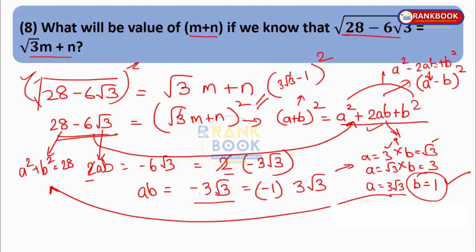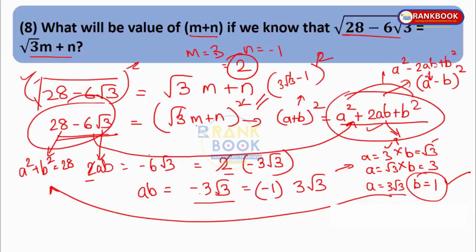Root 3 gets cancelled, and 2 is similar. Here m is 3, n is minus 1. So what is the value we get? m as 3, n as minus 1. So what will be the value of m plus n? It would be 3 minus 1, 2. See how easy it was? We did nothing. We squared the thing, then we tried to compare this side with this formula, to bring this into this format. We simply compared, got the values of m and n, and then found m plus n.